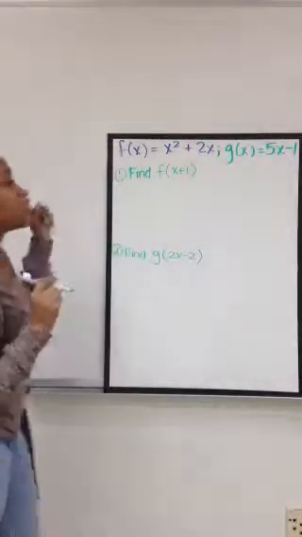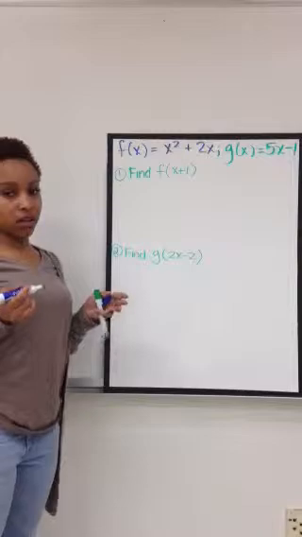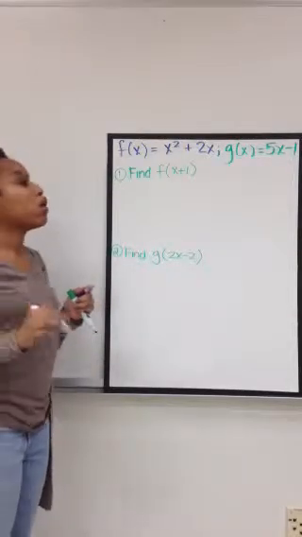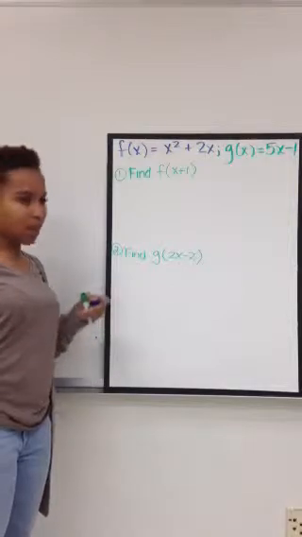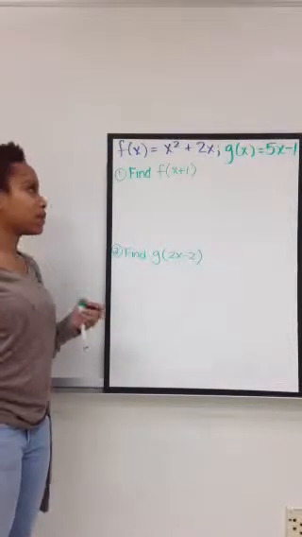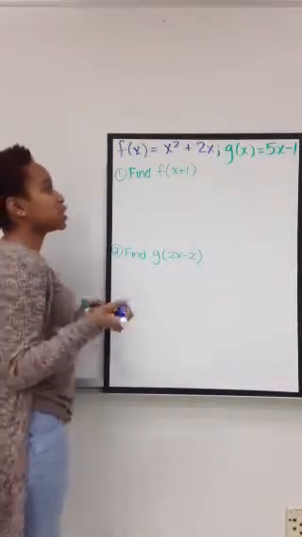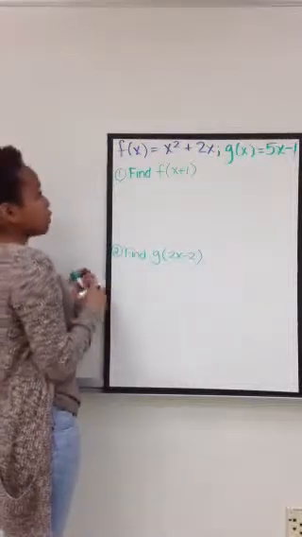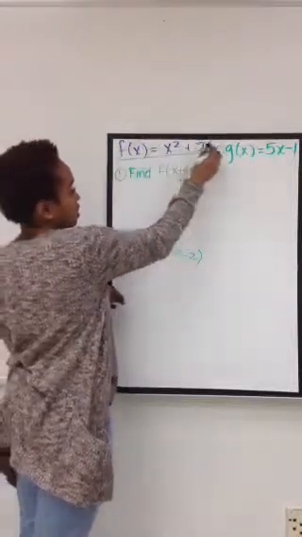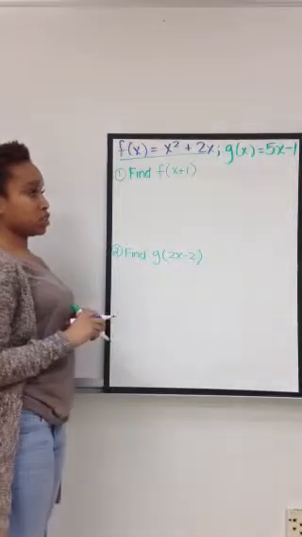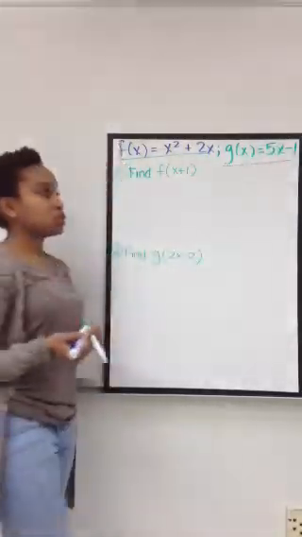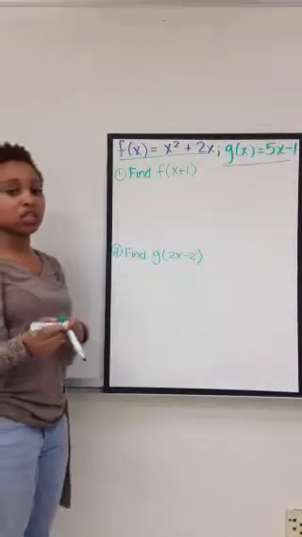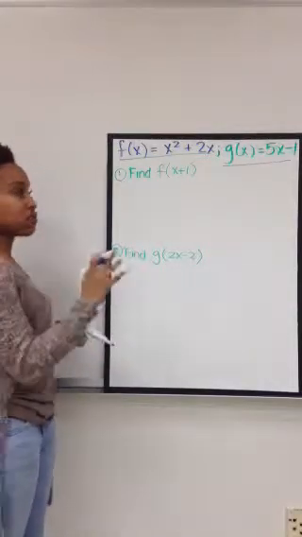Hey guys, so now we're still going to be evaluating functions, but this time we're not plugging in just numbers. This time we're actually going to be plugging in variables, and it can be a little bit tricky, but it's really not. Okay, it's still the same concept. So we had two functions this time. We had f of x is equal to x squared plus 2x, and then we had g of x is equal to 5x minus 1. So we're doing different things for these two different functions.